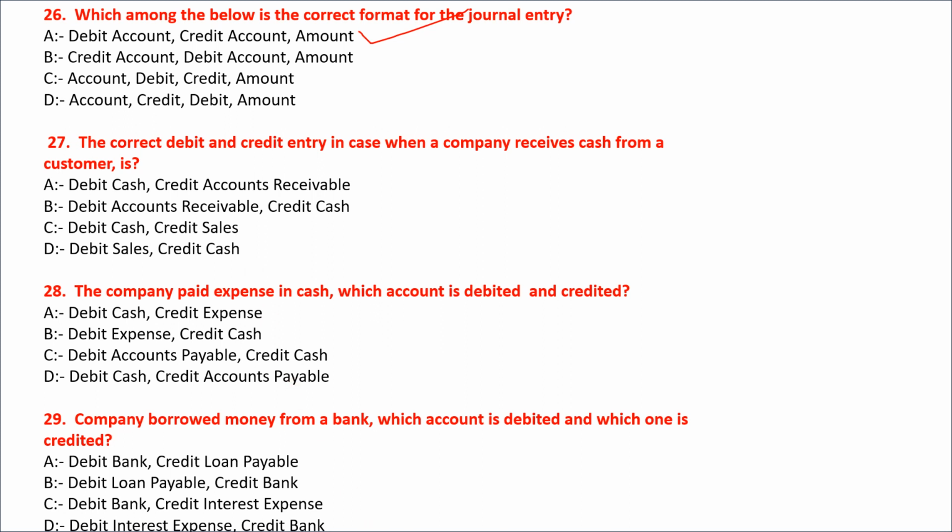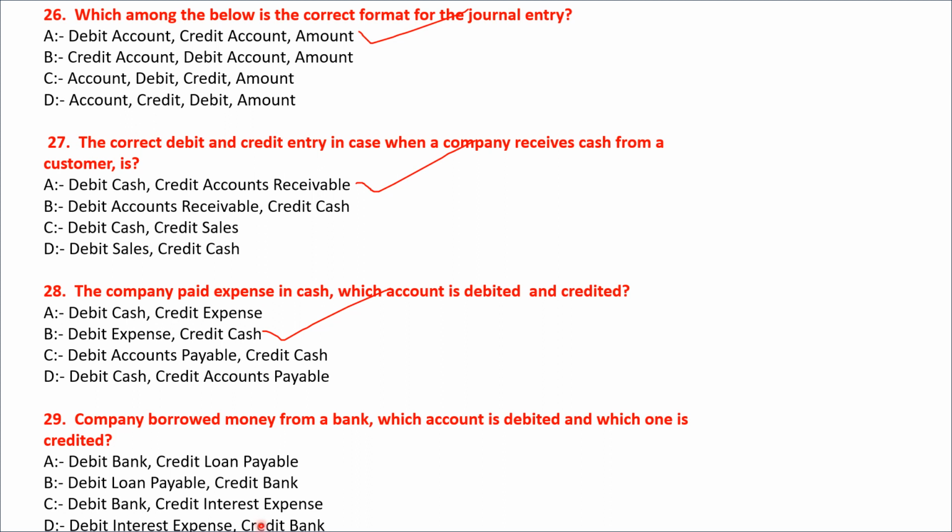So इसका correct answer होगा option A, debit cash, credit accounts receivable. Okay, अगला question है. The company paid expenses in cash. So which account is debited and credited? Option है debit cash, credit expense, debit expense, credit cash, debit accounts payable, credit cash, and debit cash, credit accounts payable. सो इसका सही आंसर होगा डेबिट एक्सपेंस क्रेडिट कैश. सो ऑप्शन बी विल बी द राइट आंसर.